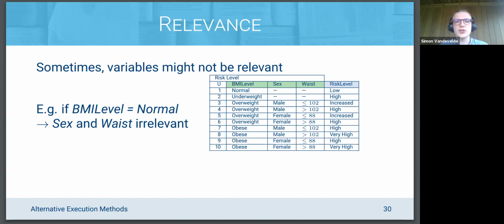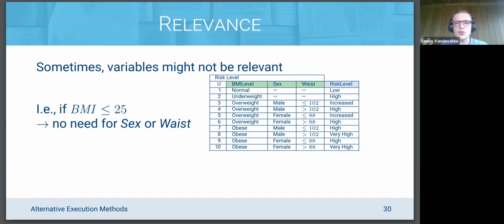Now, in this case, that's trivial, but consider the example of having a chatbot, right? That's two fewer variables that a chatbot would need to query a person for. It wouldn't need to ask their sex, wouldn't need to ask their waist. It can just ask what is your weight and your length, calculate the BMI level, and if it's normal, then it can immediately tell you that it's low, right? So relevance in that sense can help us reduce the number of queries that we would need to make towards the user.